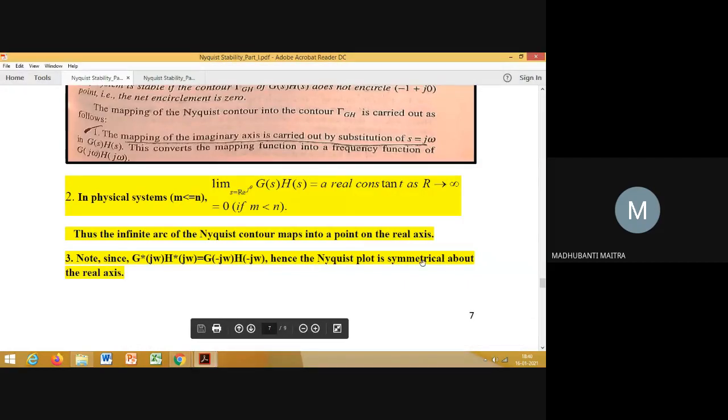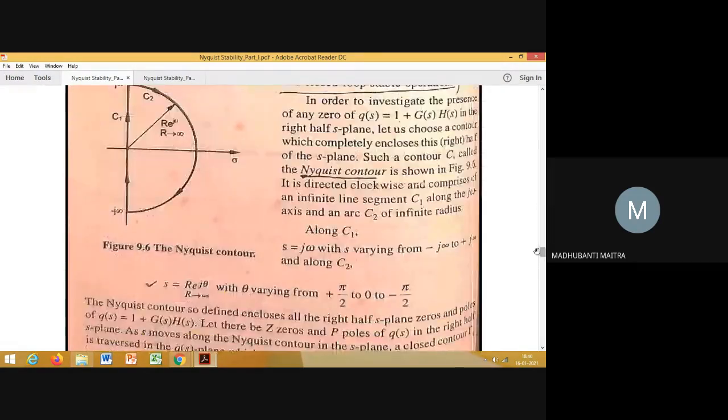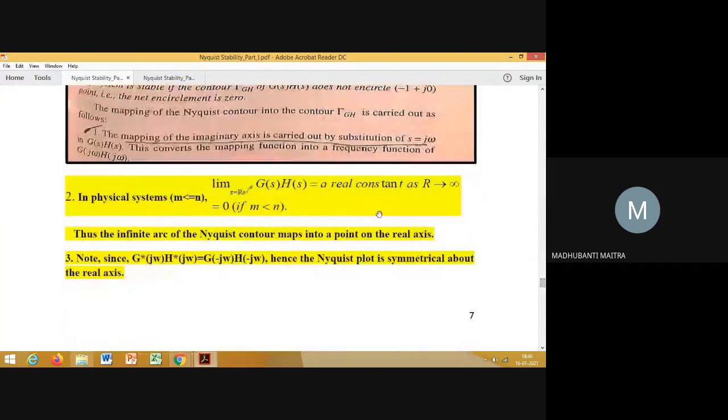In a physical system where the number of zeros is less than or equal to the number of poles, this part of the Nyquist contour, the infinite radius semicircular arc, on the GH plane will become a real constant as r tends to infinity. And if m is less than n, then this real constant will become 0. That means the infinite radius semicircular arc will become a point, which is nothing but the origin of the GH plane.